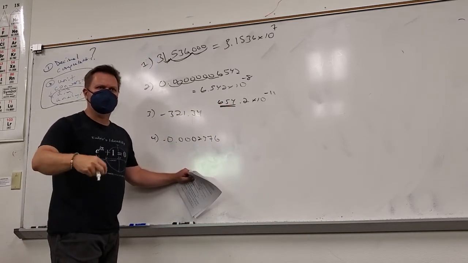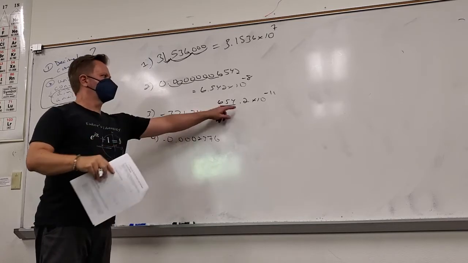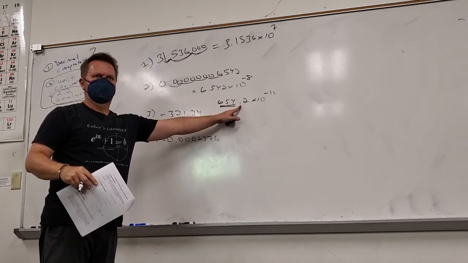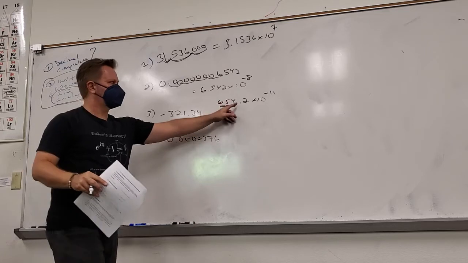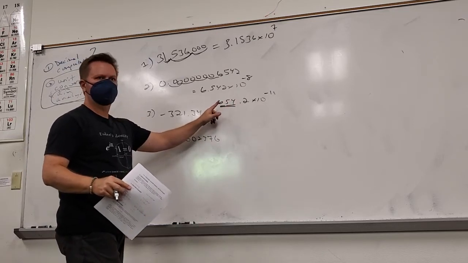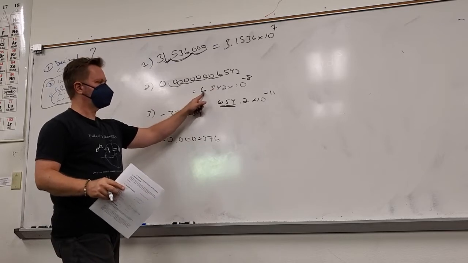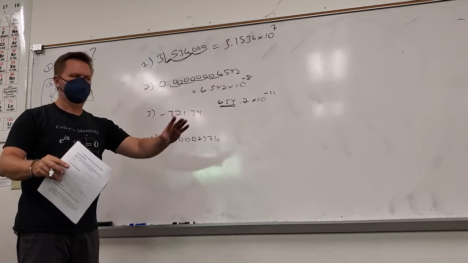Doesn't it have tens in it? You know you're wrong if your answer has more than one digit in front of the decimal. Does that make sense? Your decimal has to have a single digit in front of it. That's why this is okay. Okay, I like it.